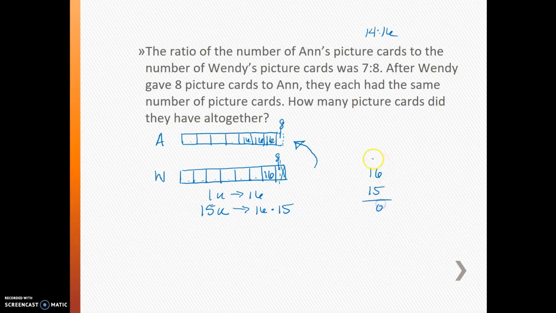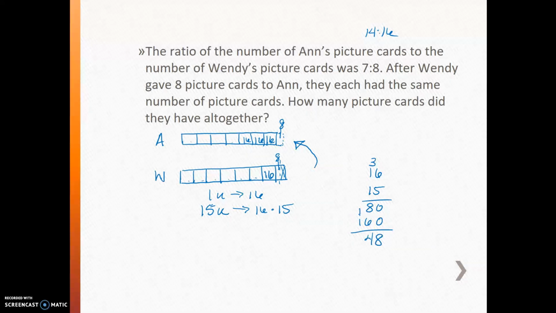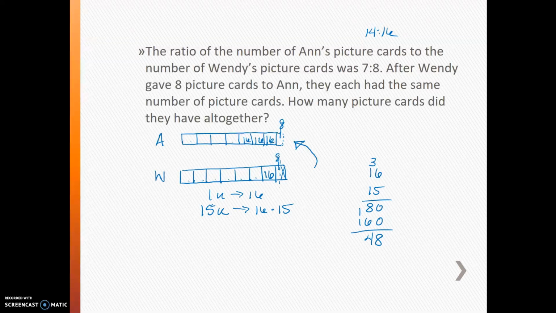5 times 6 is 30, 5 times 1 is 5, plus 3 is 8, 1 times 6 is 1, 1 times 1 is 1, and we finish that off. We get, oh, look at that, I wrote an 8 instead of a 0. Whoops. This should be a 0 right here. This should be a 4, and I've already got my 1 there, so I've got 240. So my answer is 240 picture cards.